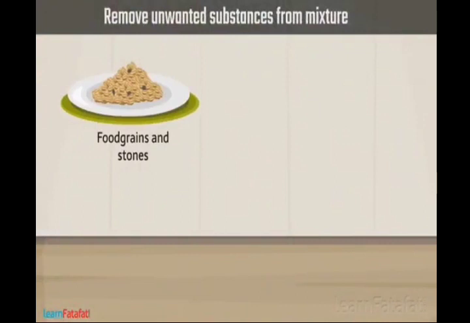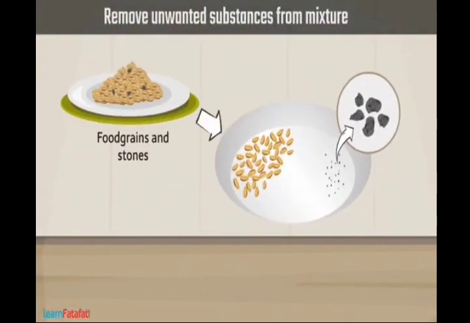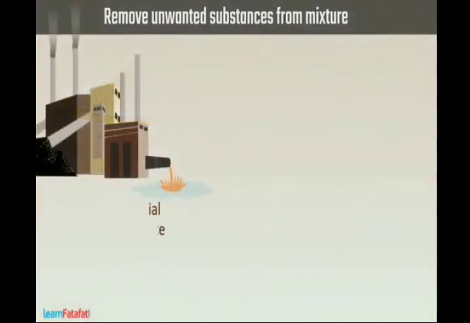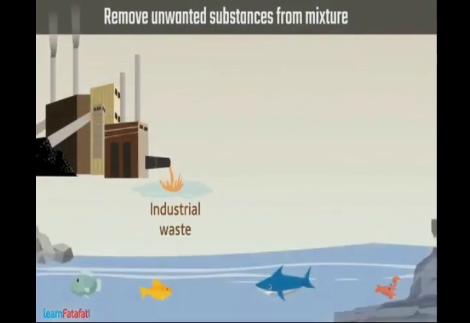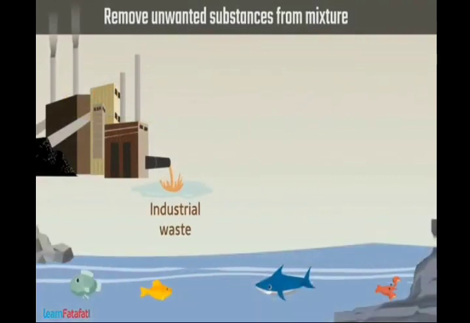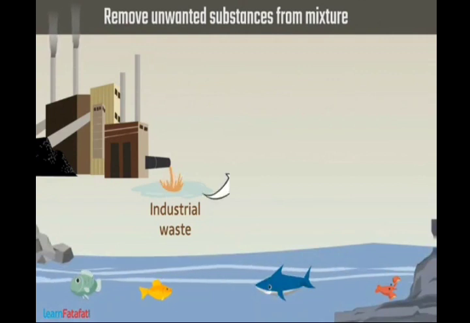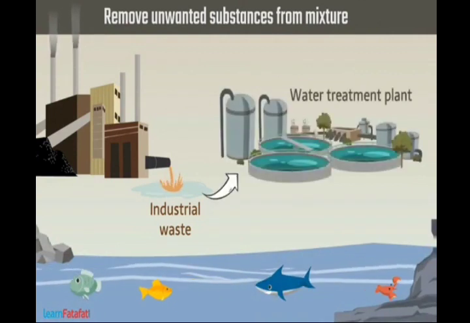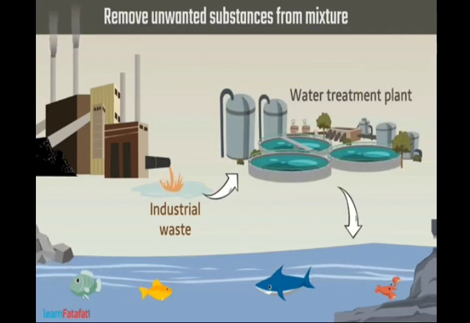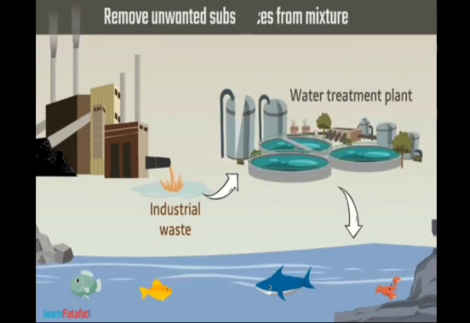And from the food grains you have to separate stones. Which methods are used to separate them? Yes, the grains should be separated from the stones. And you can see industrial waste. How is the industrial waste separated? You know, waste management. Is it possible to dump it in a river? No. You need to have a water treatment plant to separate the waste.